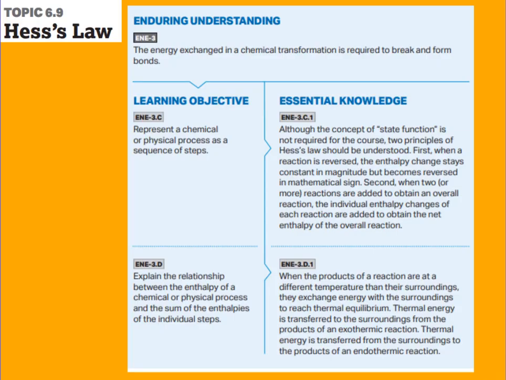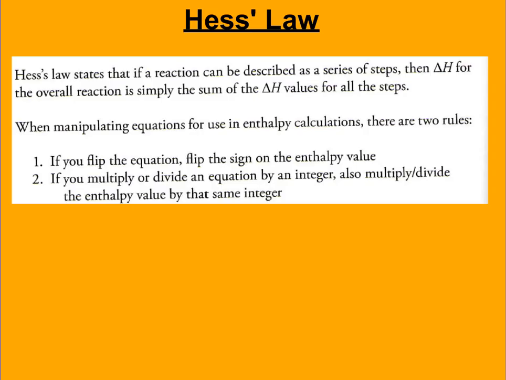Finally, the last one is Hess's law. So Hess's law is saying that we can add up the delta H's for reactions to get the overall delta H of a new reaction. When doing delta H's, if you flip the equation, then we're going to flip the sign on the enthalpy value. If we multiply or divide an equation, then we're going to also multiply or divide the enthalpy value by that same number.